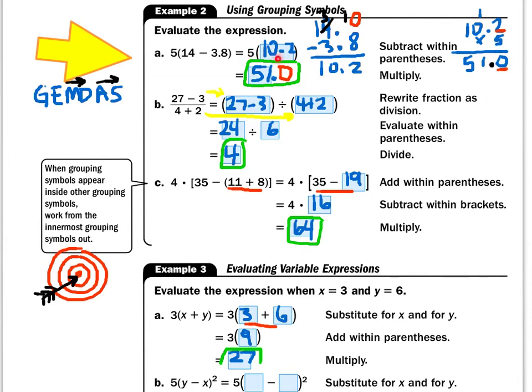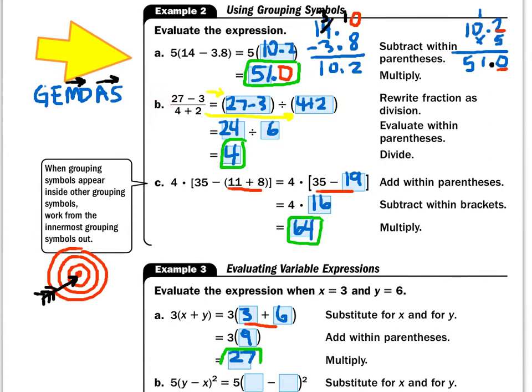So 5 times 10.2, well, I did that work over here, and that gave me 51. And so it's 51. Now you can put the 0.0 if you want to, but it won't change the value of your answer. It's just 51. Okay, look at example B.